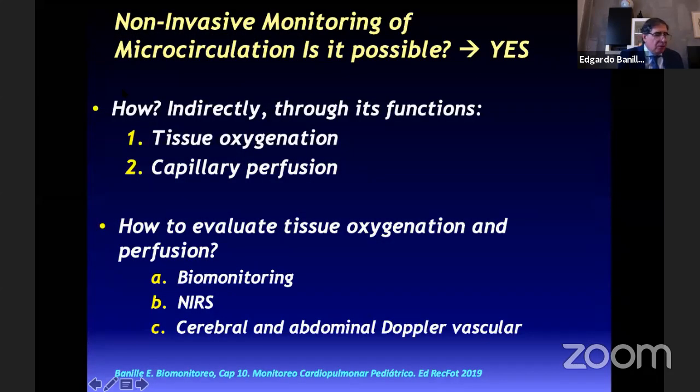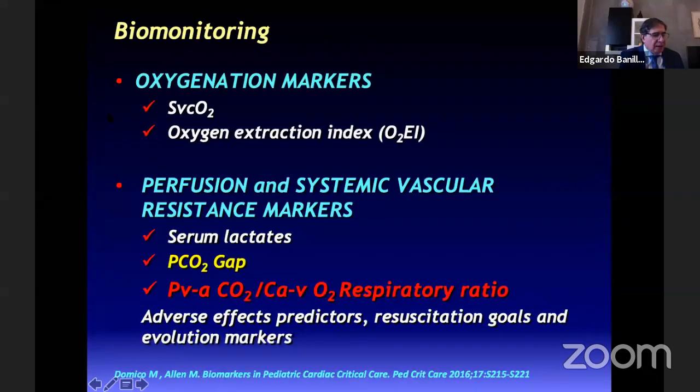Non-invasive monitoring of microcirculation. Is it possible? Yes. How? Indirectly, through its functions, via tissue oxygenation and via capillary perfusion, which are evaluated through biomonitoring, NIRS, and cerebral and abdominal vascular Doppler. The oxygenation markers are venous oxygen saturation and the oxygen extraction index. The perfusion markers are lactate level, PCO2 gap, and the respiratory ratio.